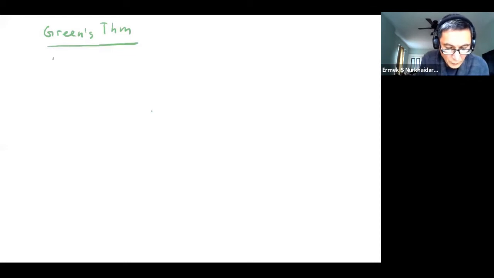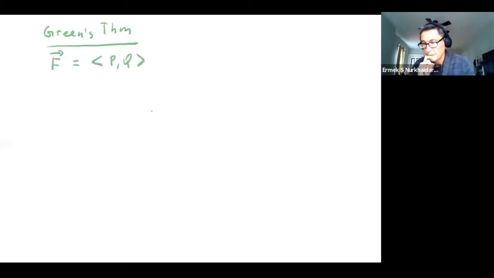We have a curve and we have a vector field, F equals (P, Q). We're talking about two-dimensional, and here we assume it's continuous and has continuous first-order derivatives.